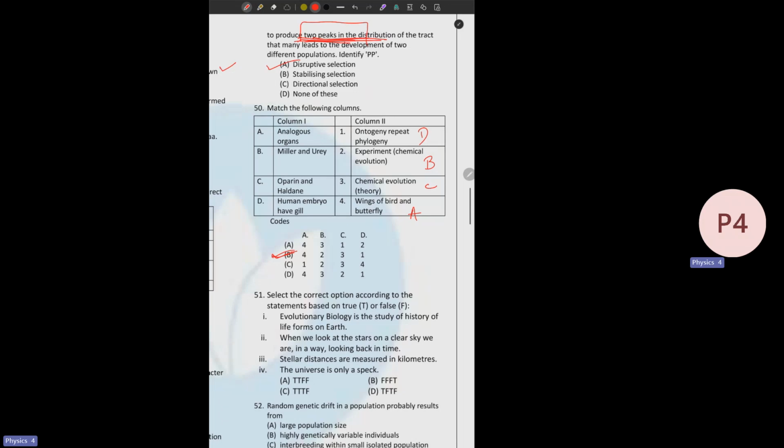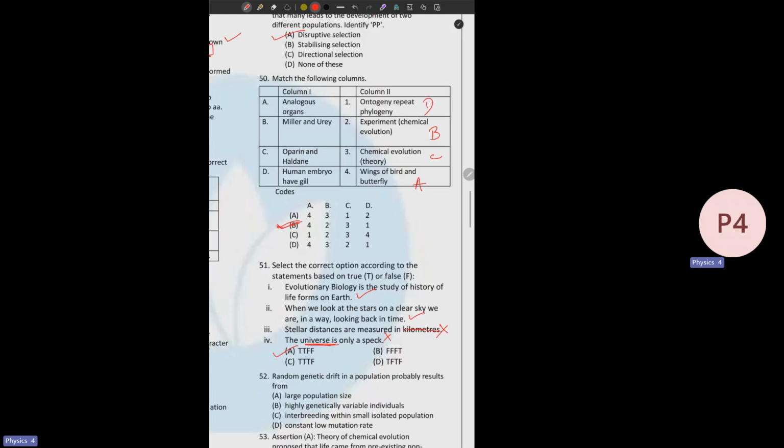True or false? Evolutionary biology is the study of history of the life forms on Earth. Yes, it is true. When we look at the stars on a clear sky, we are in a way looking back in time. Of course, this is also true. Stellar distances are measured in kilometers. No, this is false. It is measured in light years, right? The universe is only a speck. No, the Earth is only a speck. So this is also a wrong statement. So the correct option is A.